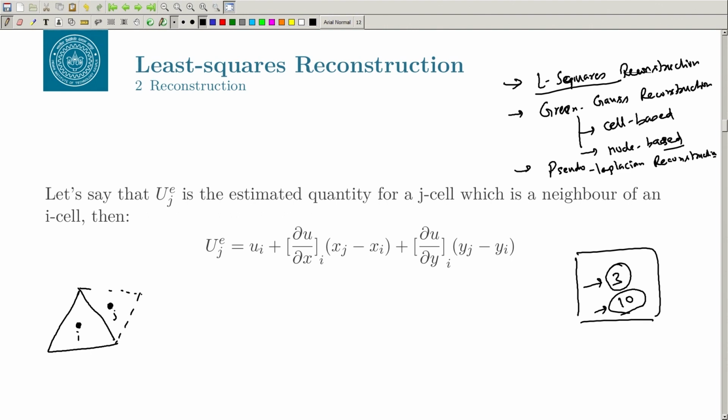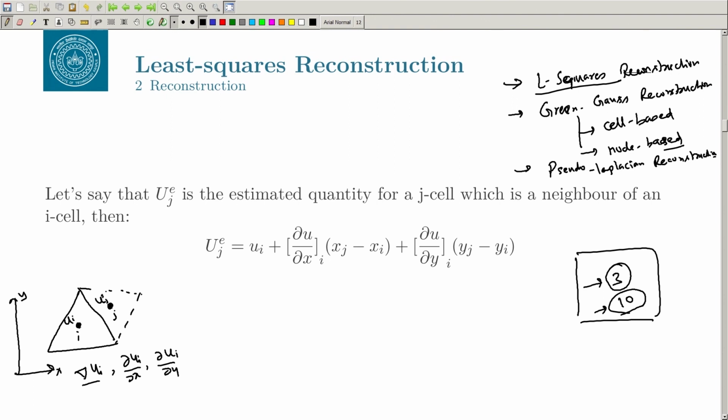So these are two cells that we have. What we can do is write, let us say that I know the value at u_i and u_j, and my target is to find the slope, basically what is del u_i, that means del u by del x at i and del u by del y at i. This is my global coordinate system, this is my x, this is my y.